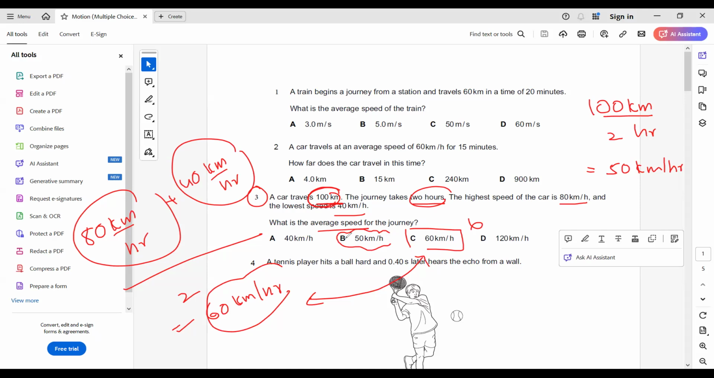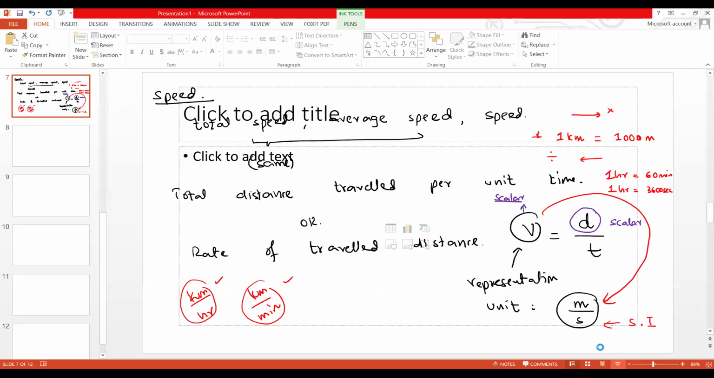You guys get this part? Is this understood? Yes, sir. That's nice. I think that's enough for the questions. Let's move on to where we originally were.